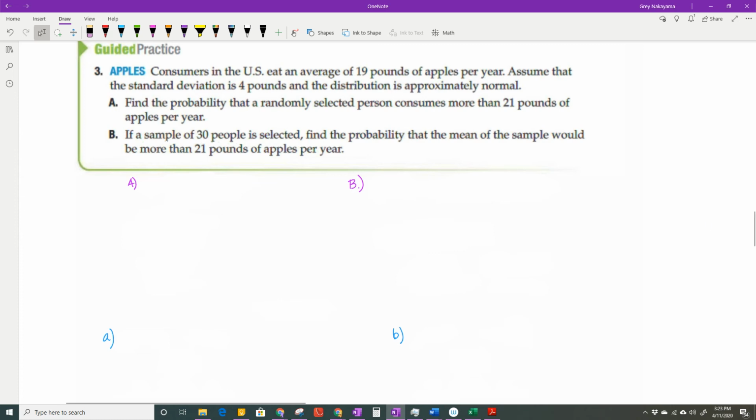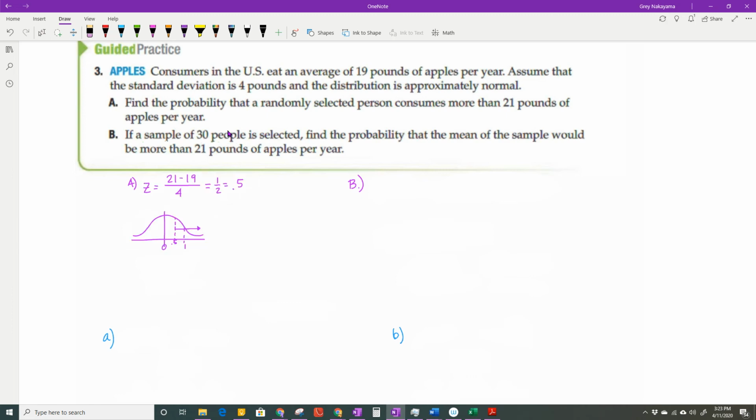Okay, last problem, kind of doing side by side so you can see how it's affected. Consumers in the U.S. eat an average of 19 pounds of apples per year. Assume the standard deviation is 4 pounds and the distribution is approximately normal. Find the probability that a randomly selected person consumes more than 21 pounds of apples per year. Okay, so 21 pounds with that information, putting it into your z-score.